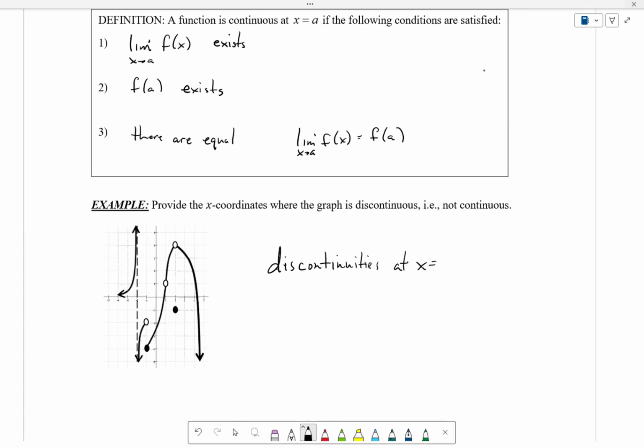Oh, can I get four, right? Okay, show me how many you've come to consensus of. Let's see. Well, let's just go from left to right.